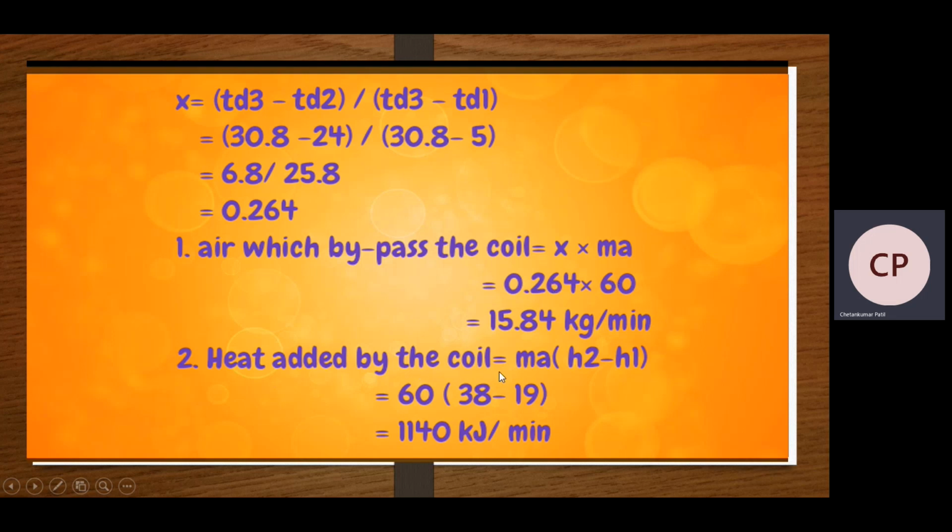Now what is the heat added by the coil? That is the enthalpy difference multiplied by the mass flow rate of air. We have to take the enthalpy difference between point 2 and 1, that is at the exit of the coil and at the entrance of the coil. So 60 multiplied by 38 minus 19, which is equal to 1140 kilojoule per minute. So this is the answer.